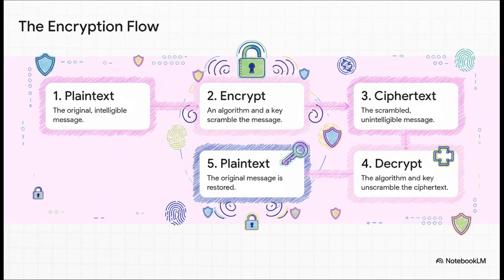So the flow looks just like this. You've got your message. You use a key to lock it up. It becomes a jumbled mess. And then on the other end, the receiver uses their matching key to unlock it and get the original message back. Simple, right? But without that specific key, that scrambled message is just useless noise.